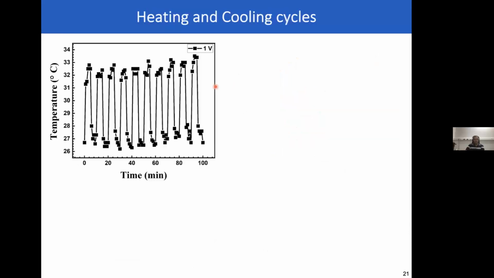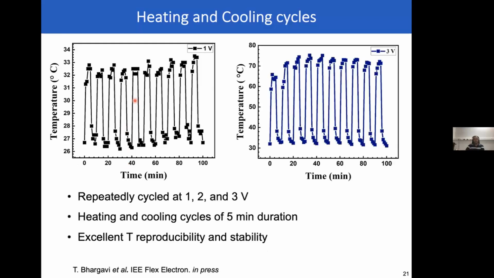Then we did other tests where we said, okay, how good is it if I keep cycling this? So we cycle this at 1 volt, which is again a pretty low voltage. The temperature rise is not too much, but we can clearly see that it is repeatable. We also cycled at higher voltages, and again we see that the heater has a very good temperature reproducibility, and also it has a very good stability.